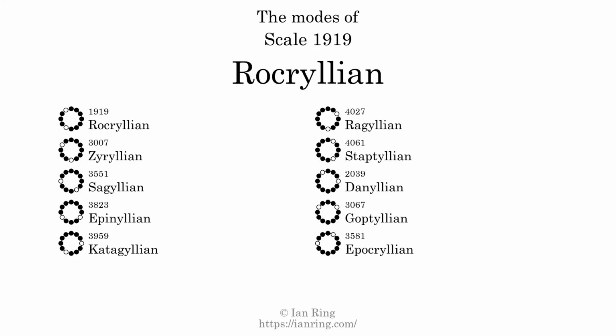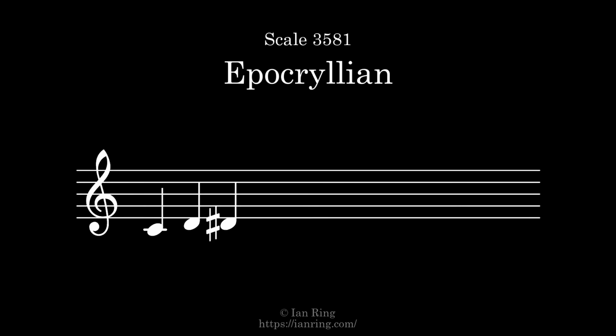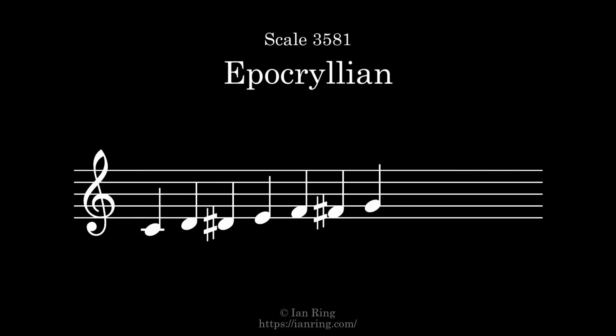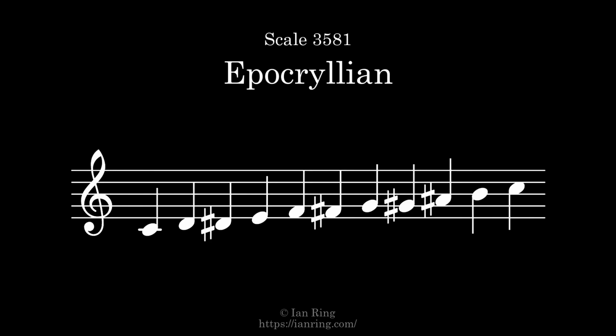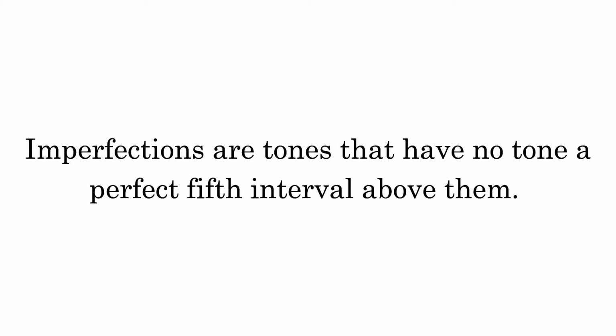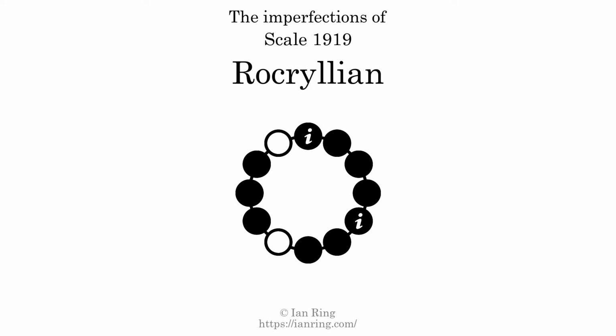The 10th and last mode is scale 3581, also known as Rocryllian. It sounds like this. Imperfections are tones that have no tone a perfect fifth interval above them. This scale has two imperfections.